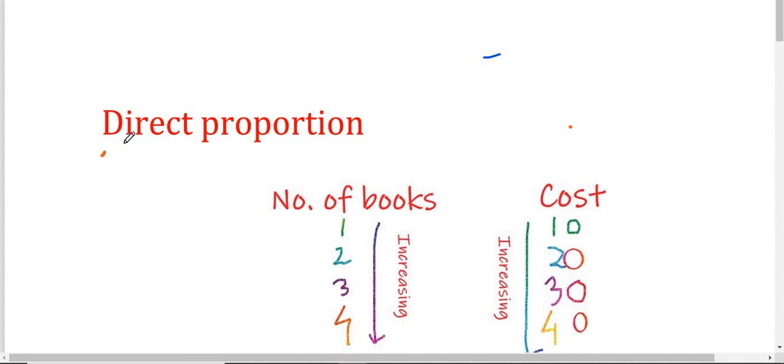Dear students, today we are going to discuss a very important topic, that is direct proportion.